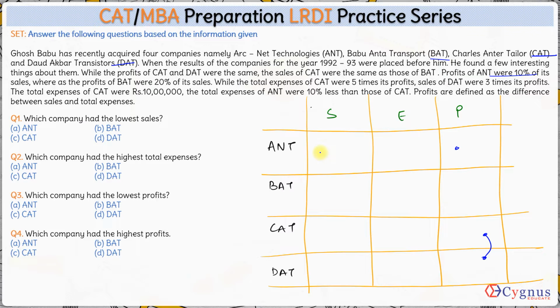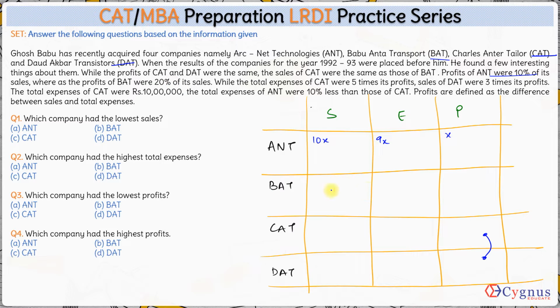So let's say the sales of A&T is 10x. That means the profit will be 10%, that is x. Now if the sales is 10x and the profit is x, the expense would have been 10x minus x, that is 9x, right? Sales minus expenditure is profit. Simple equation, right?